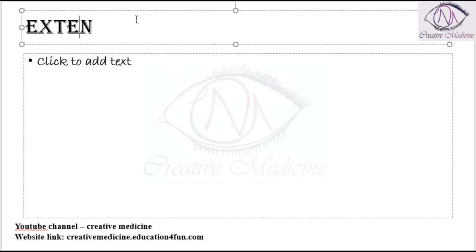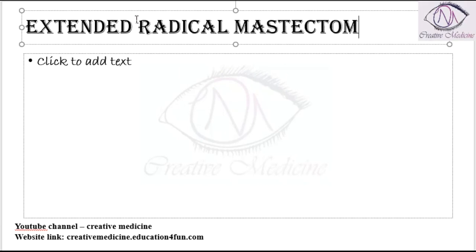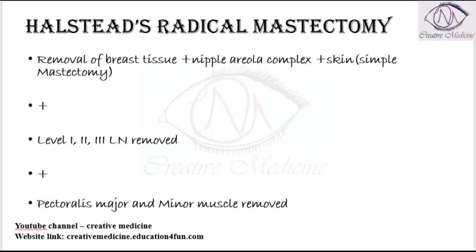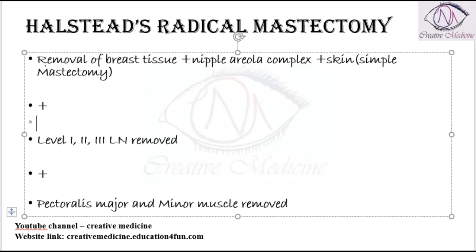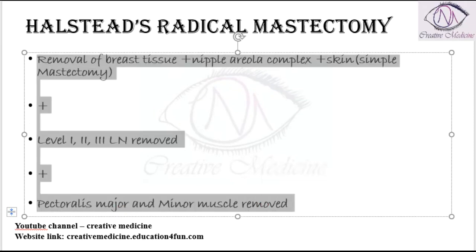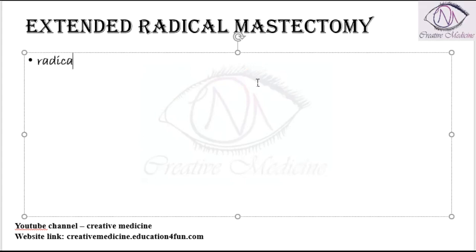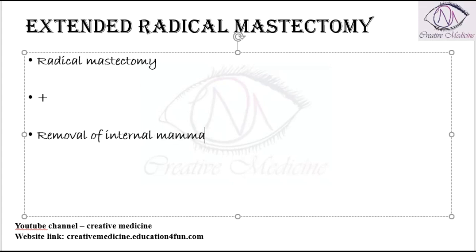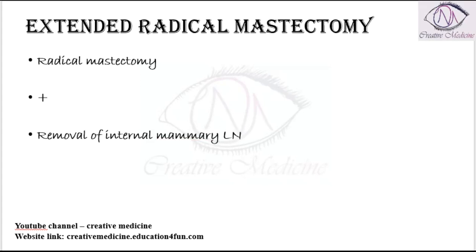Then we have extended radical mastectomy. In extended radical mastectomy, we do radical mastectomy, that is, all these are removed. Along with that, we will also remove the internal mammary lymph nodes. That is extended radical mastectomy.